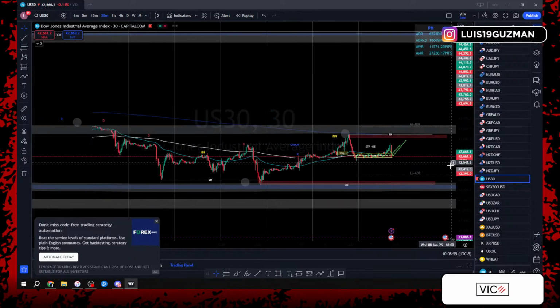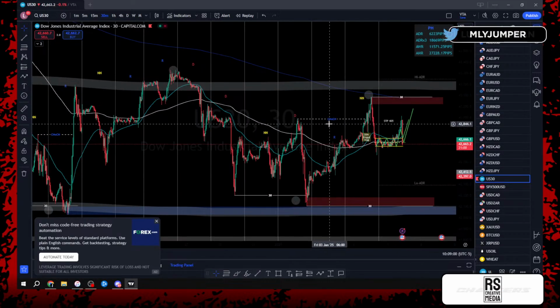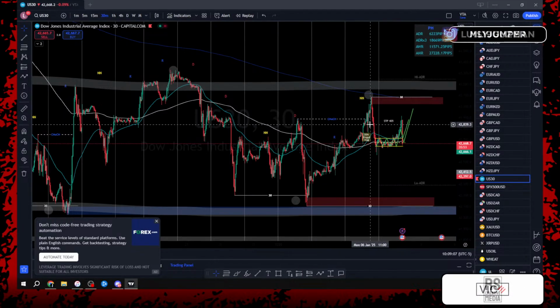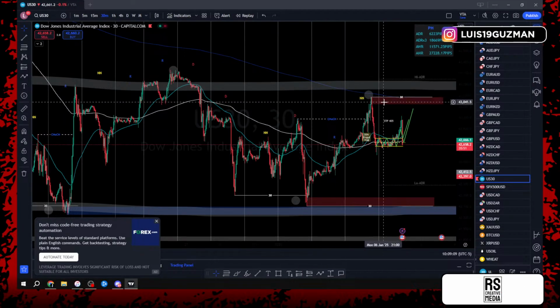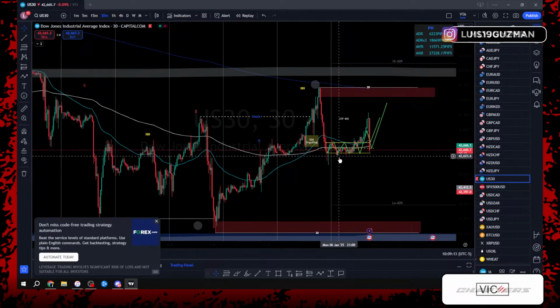So there's no continuations, right? All we had was a change of character, which is not an indicator that price is going to turn around, right? The indication that price is turning around 100% is when price gives us a break of structure. Since we didn't get a break of structure, price could definitely continue pushing down.